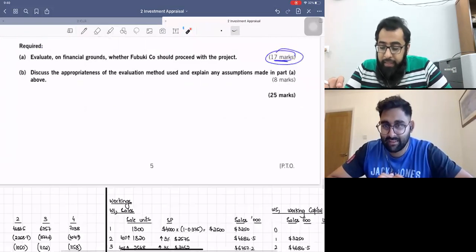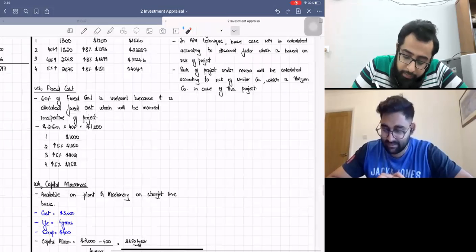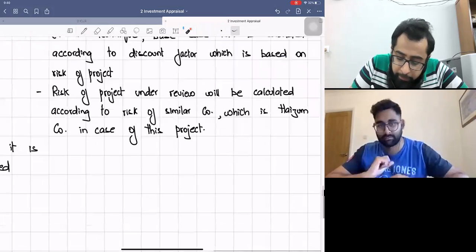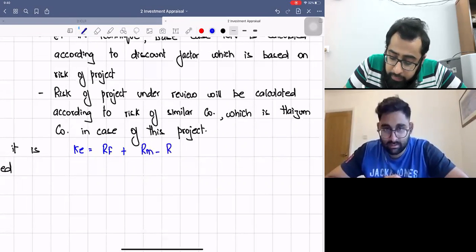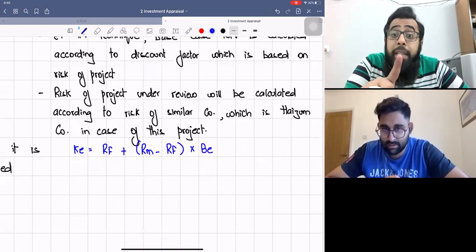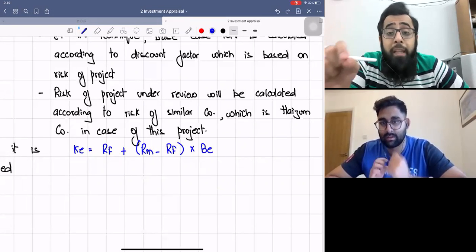Now through the ICAEW company, first of all, cost of equity is equal to RF, the risk-free rate, plus (RM minus RF) multiplied by beta equity. Now this is the beta equity, not the beta asset. What I want is the beta asset. I don't want the beta equity.